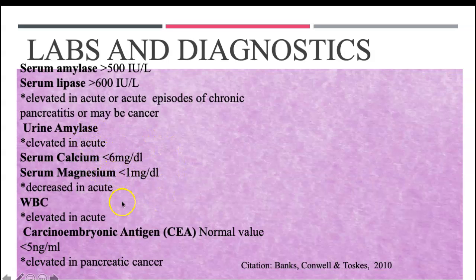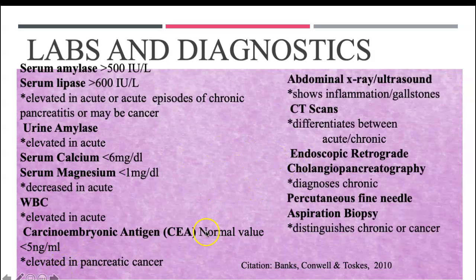Calcium and magnesium are very low. Elevated WBC indicates that there is inflammation or infection. To distinguish between inflammation and cancer, look for this particular marker, which is the carcinoembryonic antigen. If it is elevated, that's an indication of pancreatic cancer. Now, frequently what happens is if the chronic pancreatitis is not properly addressed, it can lead to pancreatic cancer.